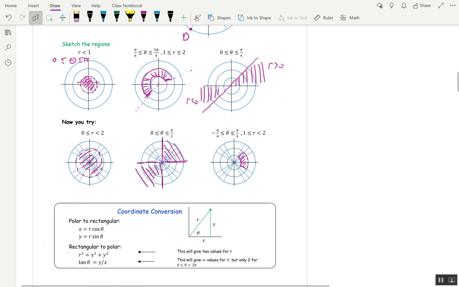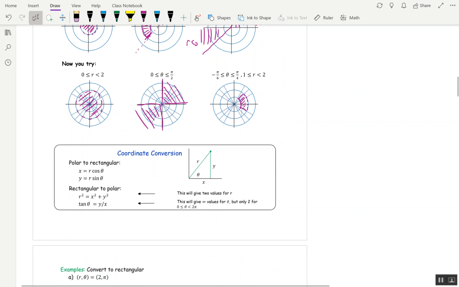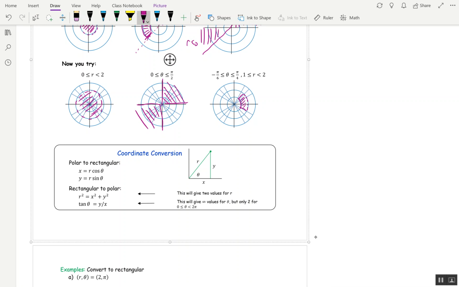All right, coordinate conversion. So to go between polar and rectangular, you really just need this triangle here. We've got theta, r, x, and y. So how am I getting these equations here? Cos theta is adjacent over hypotenuse. So if you solve that for x, you get x is r cos theta. And similarly, you can solve for y and get y equals r sine theta.